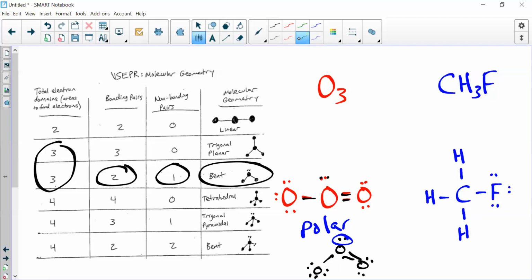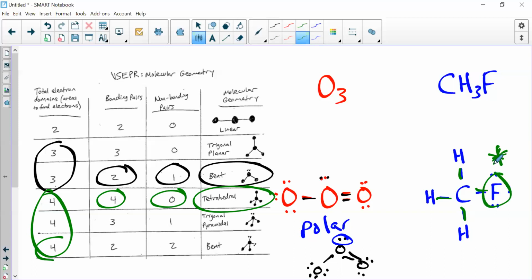All right, CH3F. So here's my central carbon. We have 1, 2, 3, 4 electron domains coming off of it, which means we are one of these. All 4 of those are bonds, meaning this. 0 non-bonding pairs, that's a tetrahedral shape. Is this polar or non-polar? Well, notice 3 branches are hydrogens, 1 is fluorine. This is one of those exceptions where this will end up being polar only because it's not all 4 branches the same.